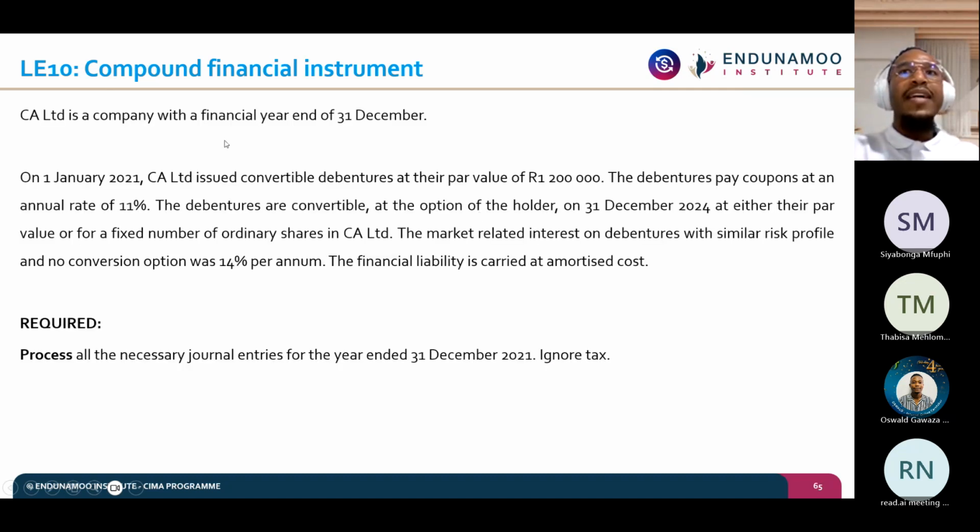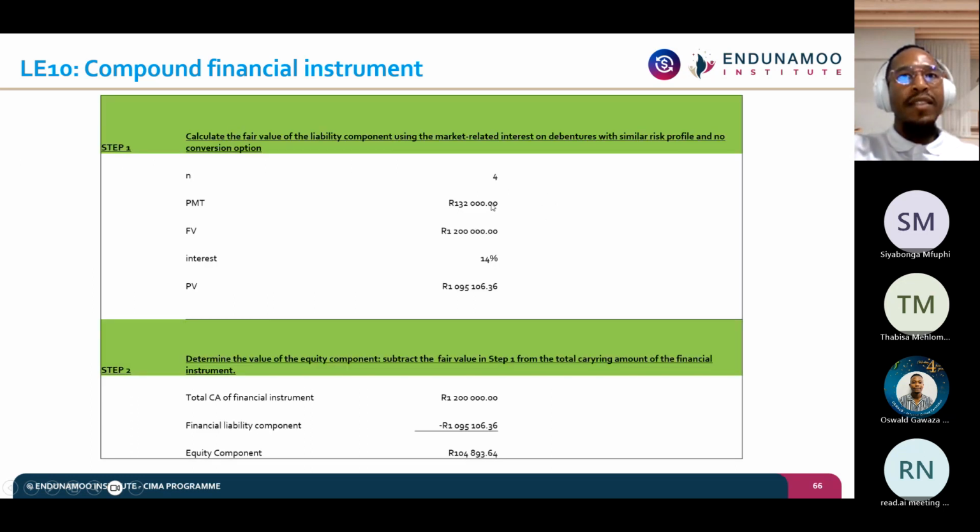The payment will be 11% of 1.2 million, 11% of the par value. We were told that the debentures pay coupons at an annual rate of 11%. So 11% multiplied by the par value of 1.2 million. That gives us 132,000.